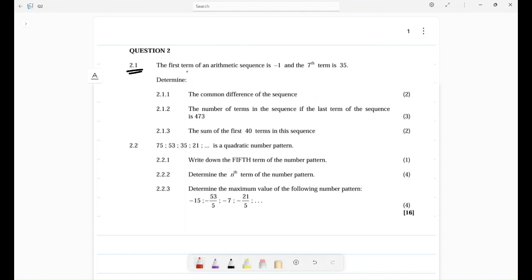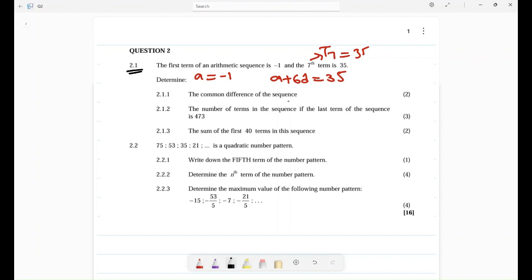So I want you to take this statement into mathematics. We're going to say the first term of an arithmetic sequence is -1. So we know the first term a is -1, right? Then the seventh term, which is T7, is equal to 35. But you know what T7 is? T7 is a plus 1 term less than 7, which is 6d, and it is equal to 35.